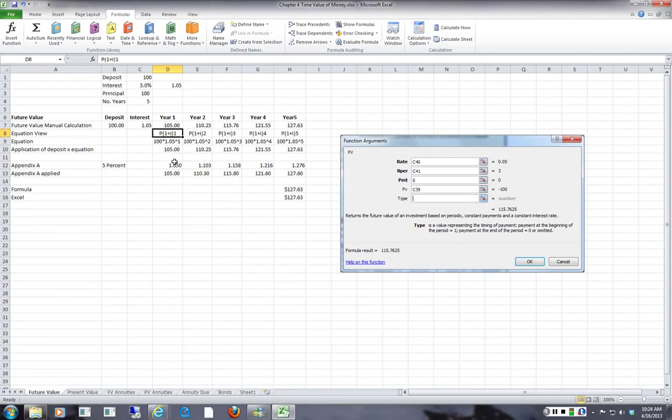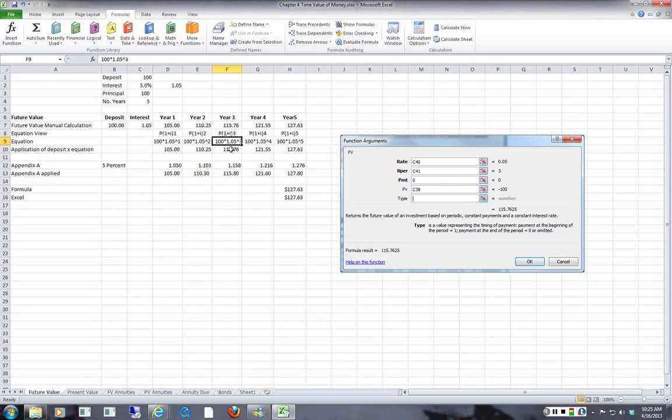Now we've got here an equation. It's another way we can do it. The equation is P, which is the principal, multiplied by (1 + I), where I is the interest rate, and the first year is to the first power, the second year is to the second power, the third year is to the third power, and so on. So for the fifth year, it's P times the bracket of 1 plus I to the fifth power. And then I've got the equation printed out here.